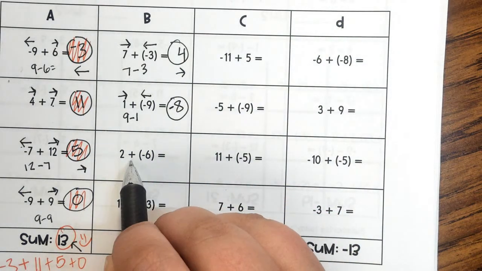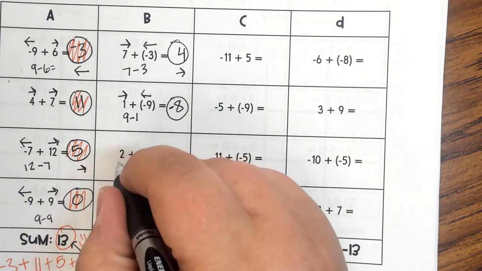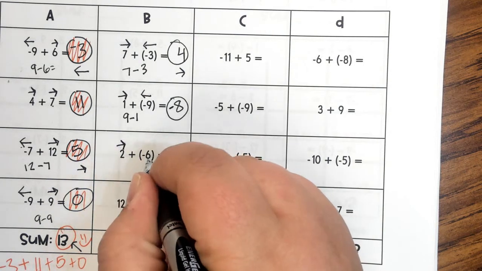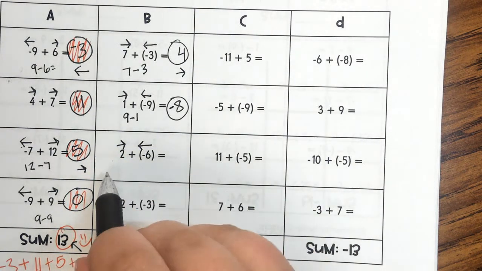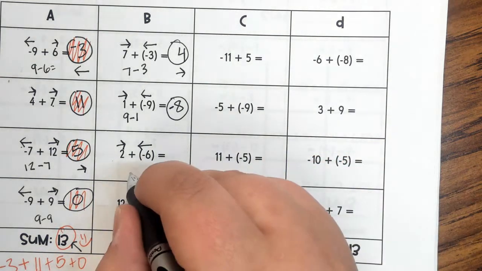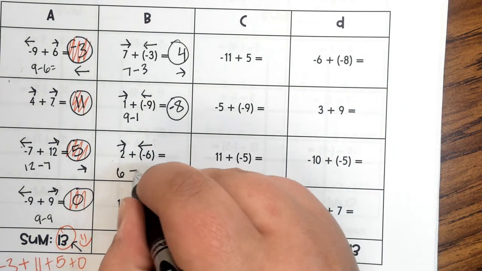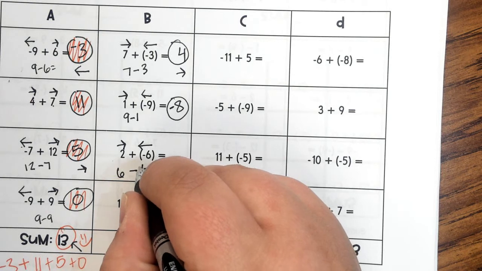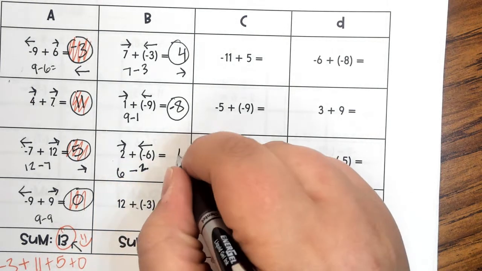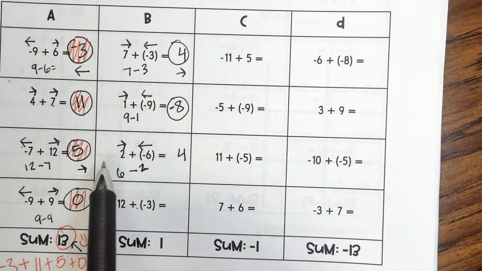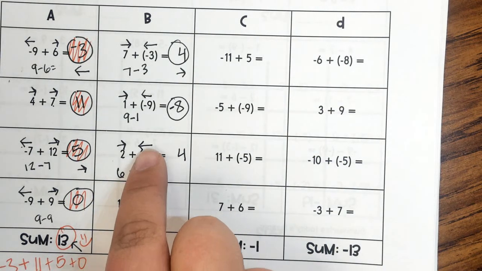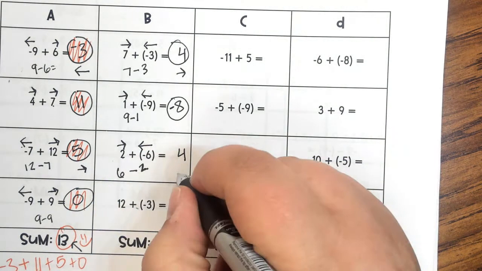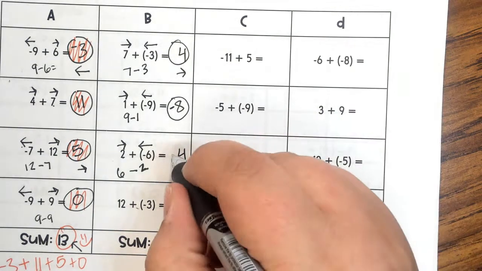Now I've got 2 plus negative 6. 2 goes to the right, 6 goes to the left because of their signs. Since those are going different directions, I want to find the difference. What is the difference between 6 and 2? And that is 4. Now, between the 6 and the 2, the 6 is bigger and its arrow goes to the left, so 4 is going to go to the left, which is negative.